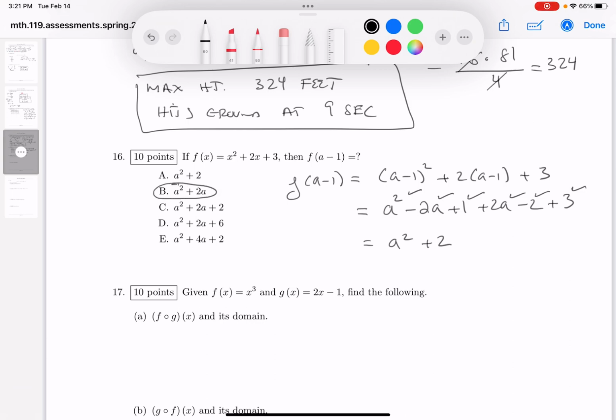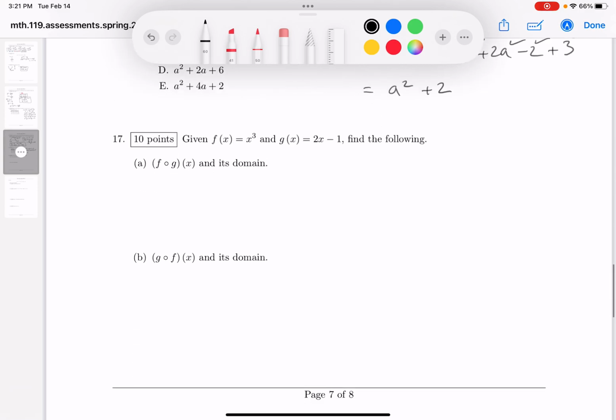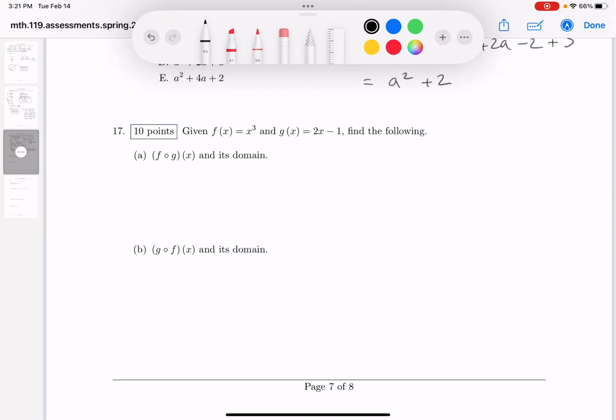All right? Again, we're going to keep moving along, go to 17, 18, and so forth and so on to get to the end of it. And what's nice about this one, it doesn't mean to be a difficult one.